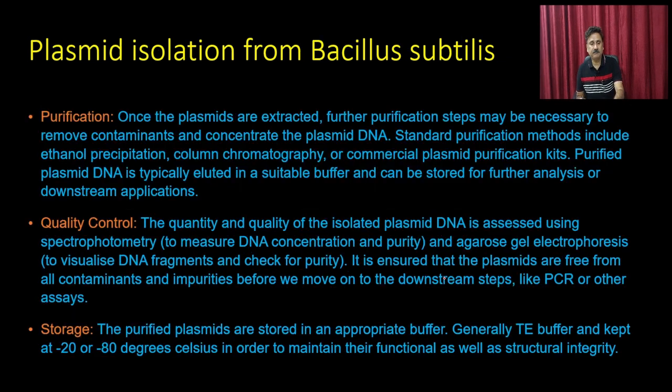And then ultimately you are going to get the plasmids. Then you are going to do the purification, you are going to do the quality control. Quality control means you are going to run the DNA on an agarose gel, and it should give you three bands for the three forms of the plasmid, and ultimately you are going to store the plasmid at minus 20 or minus 80 degrees Celsius in order to maintain their functionality as well as their structural integrity.